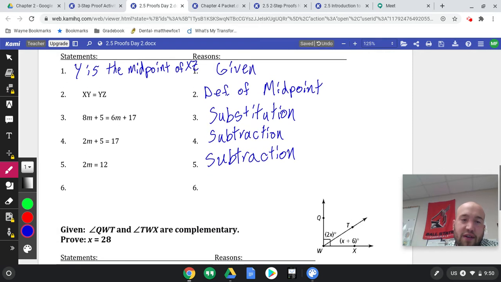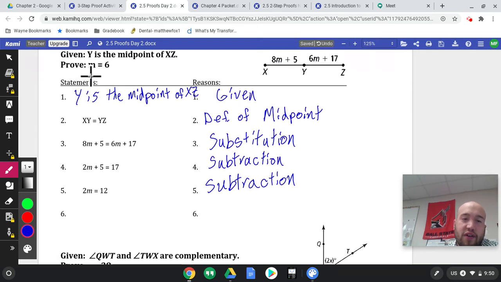And your final step to get what we're trying to prove here, m equals 6. So that will go here. But remember, we are never, ever going to put prove over here as a reason. Why did I get from line 5 to line 6? And the reason why is because of division. I divided both sides, and that is what I got.